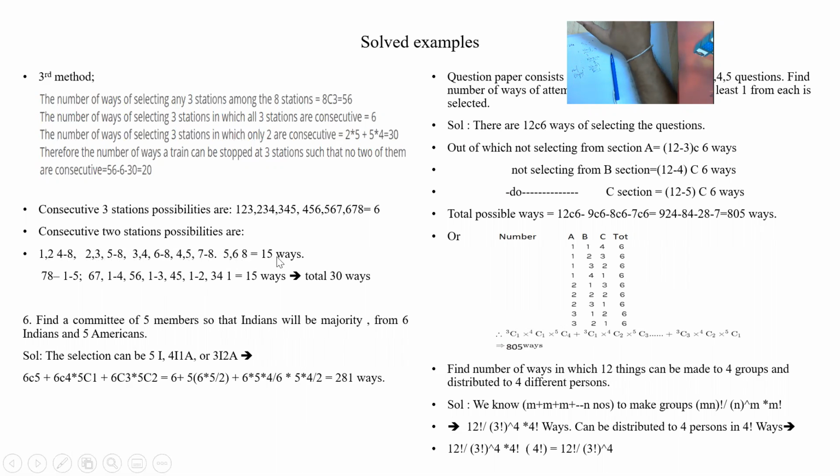There are 15 ways. If you go from behind also, 7, 8 is consecutive. 5, 6. Next is 7, 8 is consecutive. I have 1 to 5 options. 6, 7 is consecutive. I have 1 to 4 options.